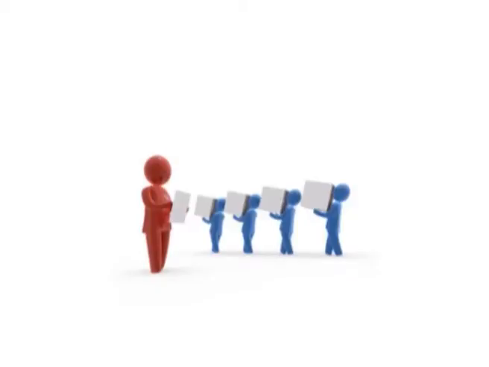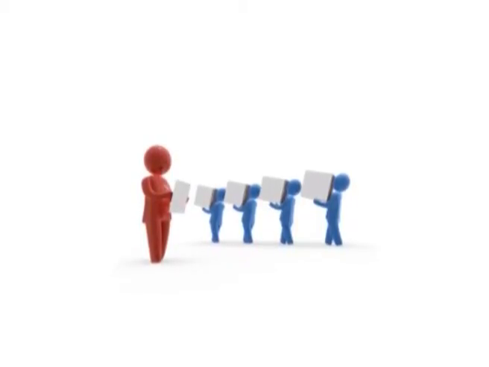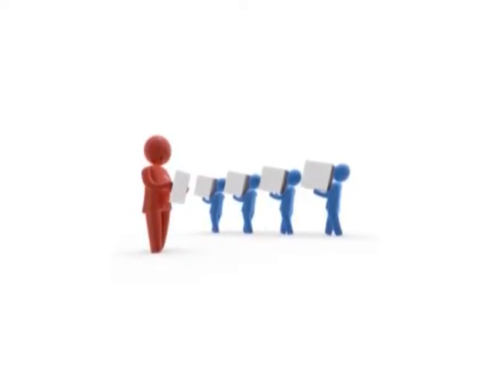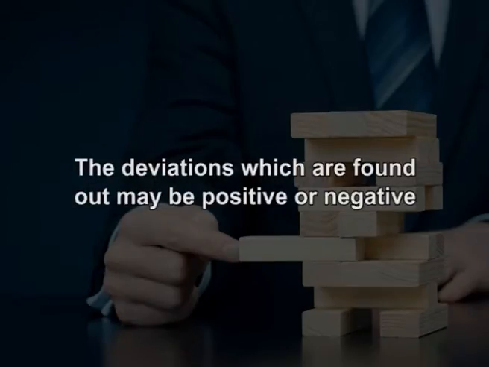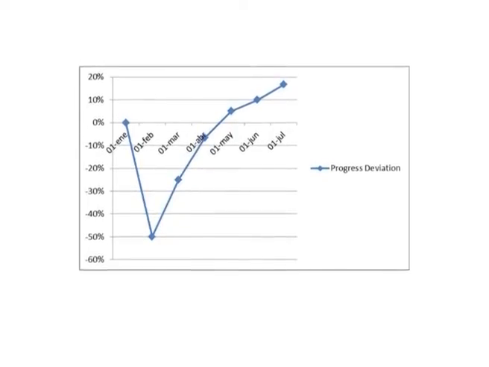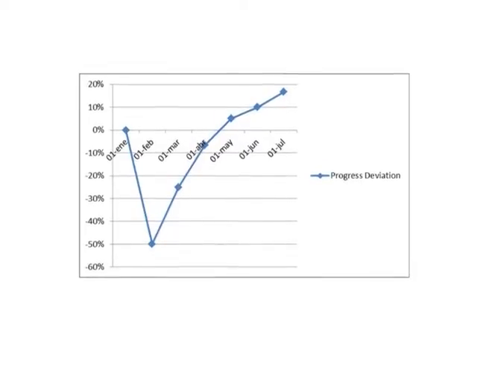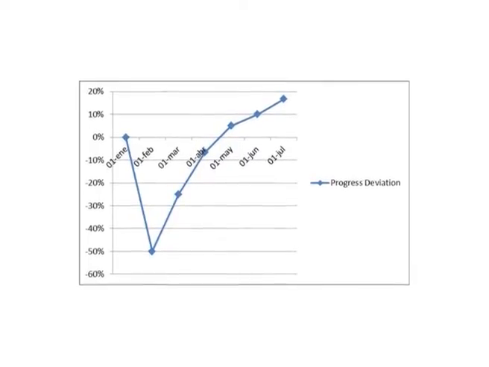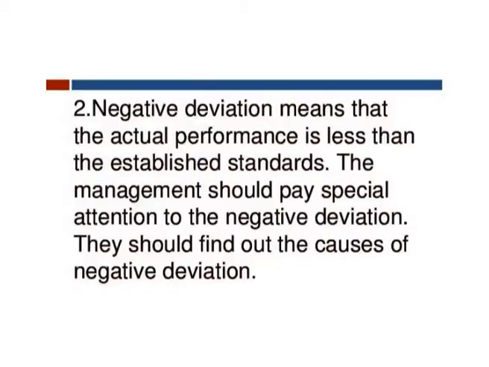The actual performances of the subordinates are compared with the established standards and then the deviations are found out. The deviations which are found out may be negative or positive. Positive deviations mean that the actual performances are better than the established standards. Positive deviations should be appreciated. Negative deviation means that the actual performance is less than the established standard. The management should pay special attention to the negative deviation. They should also find out the causes of negative deviation.